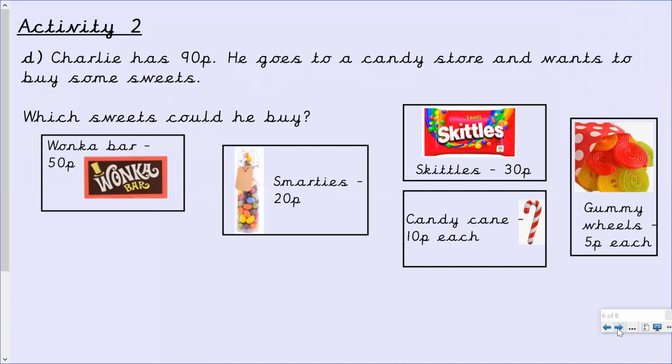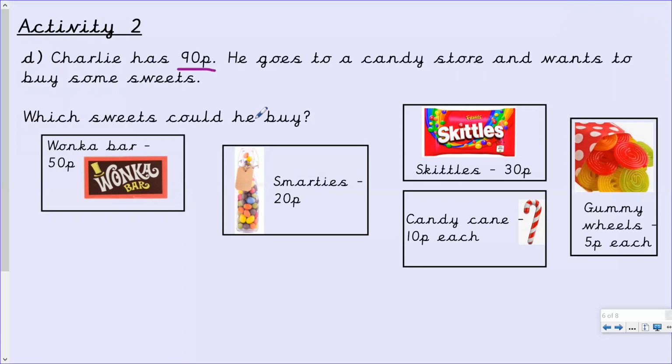Okay, the next question, activity 2D. Make sure you label D clearly on your piece of paper. It says, Charlie has 90p. He goes to a candy store and wants to buy some sweets. Which sweets could he buy? So which piece of information is important for us to know? Charlie has 90p in total. That's the total amount of money that he has.